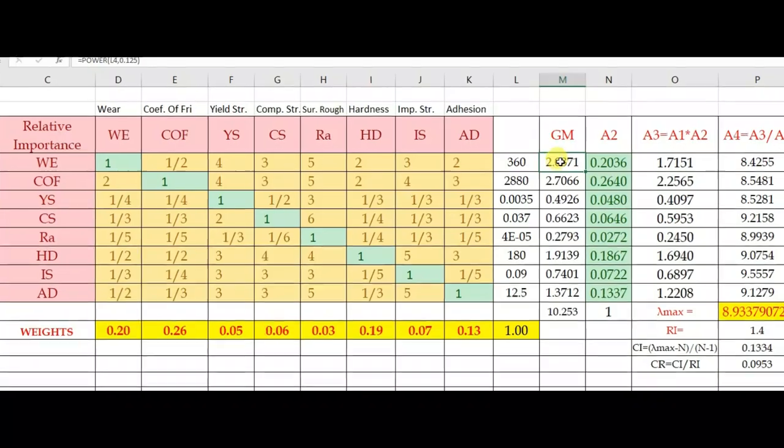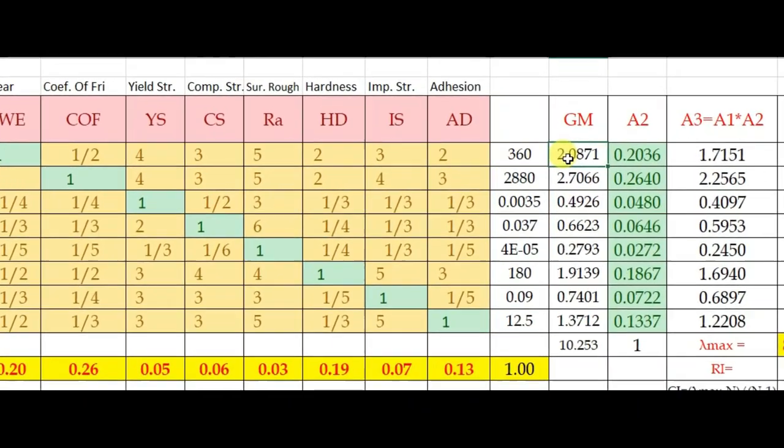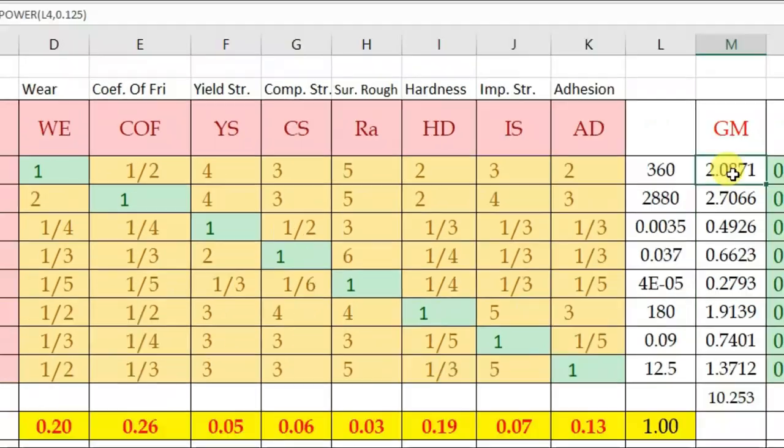So geometric mean in this case for this particular attribute or criteria is 2.0871. Now how this value is obtained, you can see. If I double click here, I will get power of L4. L4 is nothing but this value, L4 raised to 1 by n. So this value raised to 1 by n, where n is 8 here because we have considered 8 criteria. So 1 by 8 is nothing but, we can see, 0.125.